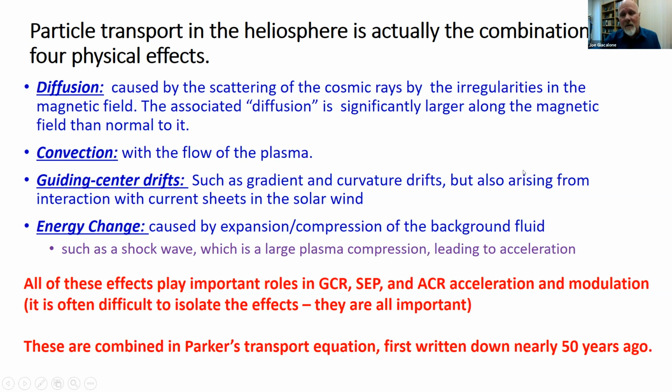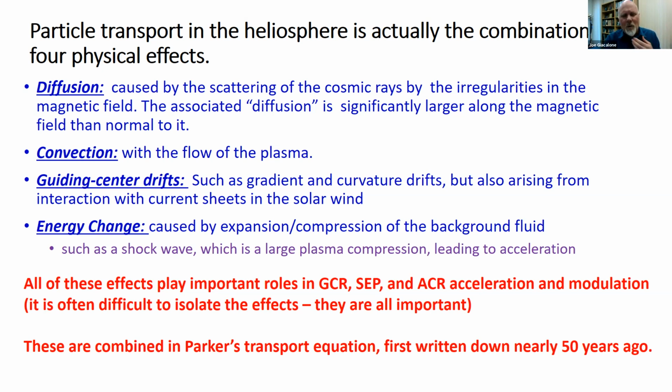If anybody's done any orbit theory, one of the first things is something known as guiding center drifts, the guiding center theory. These drifts play an important role. There are drifts due to the gradient of the magnetic field or curvatures in the magnetic field, and the electric field drift, which I mentioned a little bit before. And then there's energy change, which primarily comes about through expansion and compression of the background fluid, in this case the plasma. A shock wave is a very good example. It's a very large plasma compression because it's so thin, and that leads to acceleration.